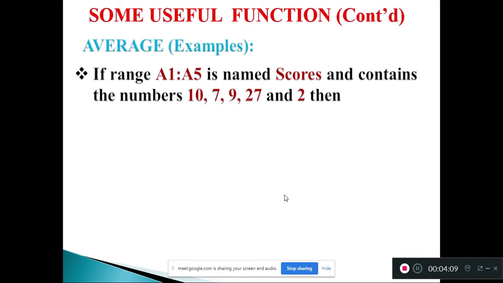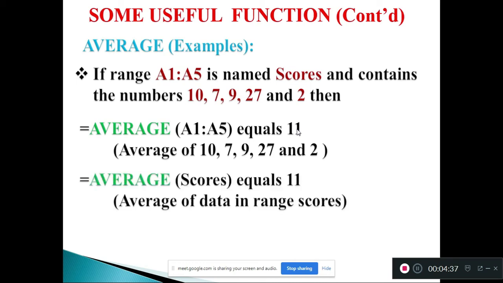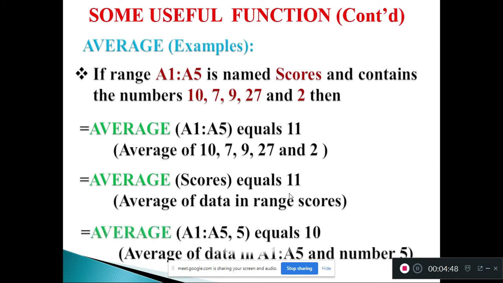We'll see a few examples. Now if a range is A1 to A5 and the name of the range is scores, then it contains numbers 10, 7, 9, 27 and 2. So how will we calculate the average? We have to write AVERAGE, then in the brackets A1 to A5, and then if we press the enter key, we'll get the result 11. Same way, if we write AVERAGE and then scores, because scores is the name of the range, then that is also equal to 11.